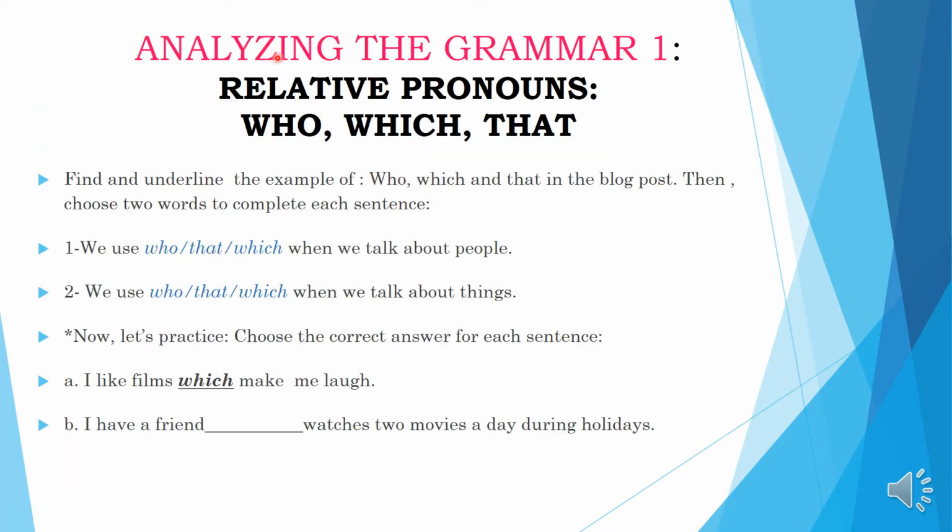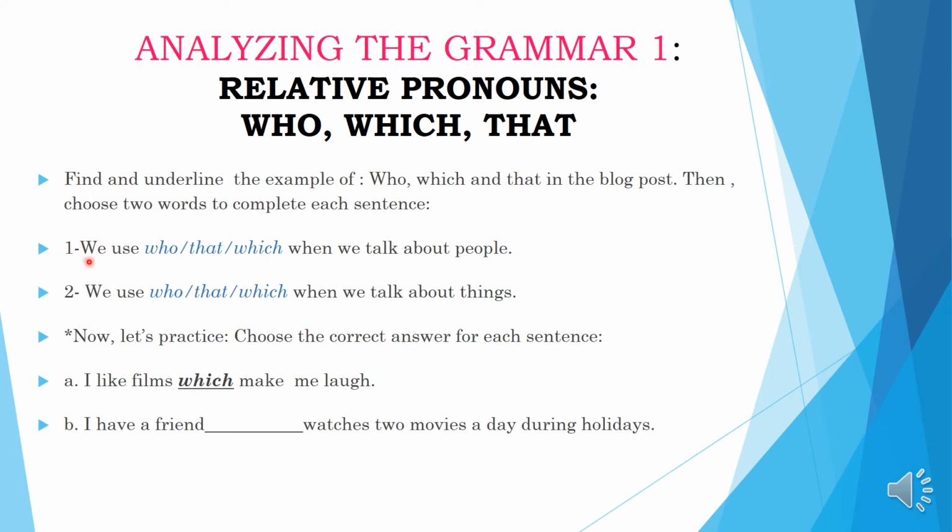Here in this part we are going to analyze the grammatical part. As grammar number 1, we have the relative pronouns. What are the relative pronouns? They are who, which, and that. When do we use who? When do we have to use which? Or when do we have to use that? Here you have some examples which are going to clarify some doubts.